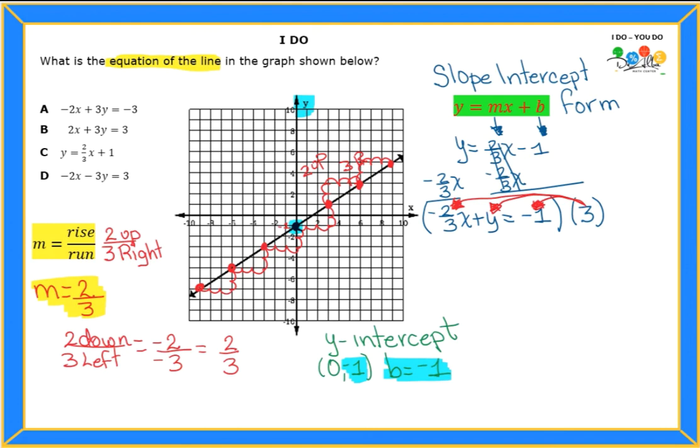So if I multiply negative 2/3 of x times 3, my 3's are going to cancel, so I'm going to get only negative 2x. If I multiply 3 times the y, I get plus 3y. And there's my equal sign. Then I multiply -1 times 3, and I get -3. And that will be my answer. Okay? And see if you can find anything like this in the answer choices. Yes, letter A looks like that, right? Okay, very good.